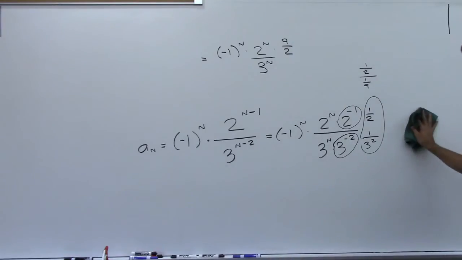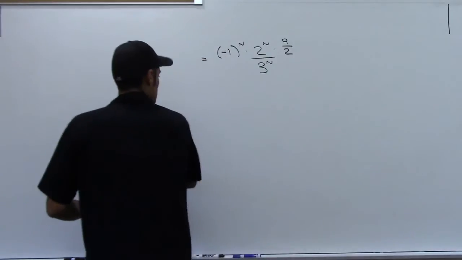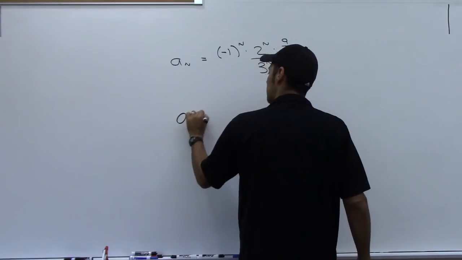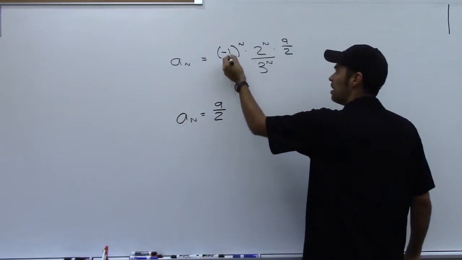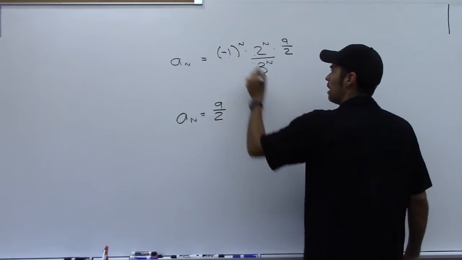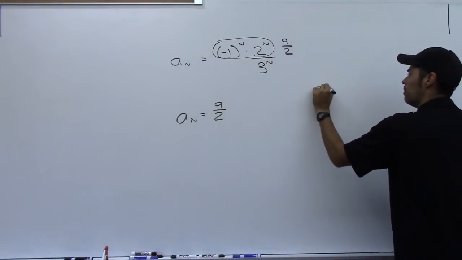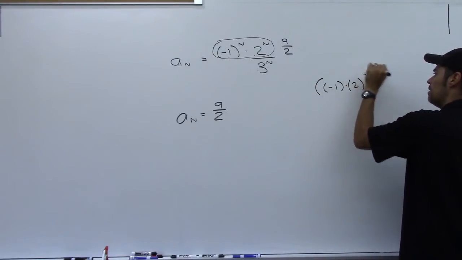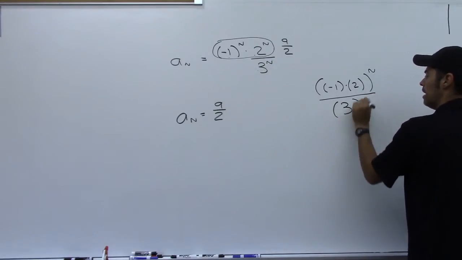And I'm going to do a little bit more. Since I have a 9 halves, that's a nice constant. So a sub n equals this. A sub n equals, I'm going to bring the 9 halves out to the front. And then notice that the -1, the 2, and the 3 are all raised to the n power. So what I could do is put these two together, like this. I could go -1 times 2, all of that to the n. And then over this right here, 3 to the n.